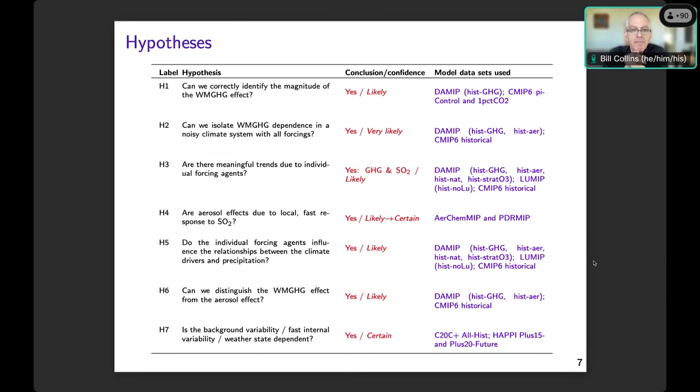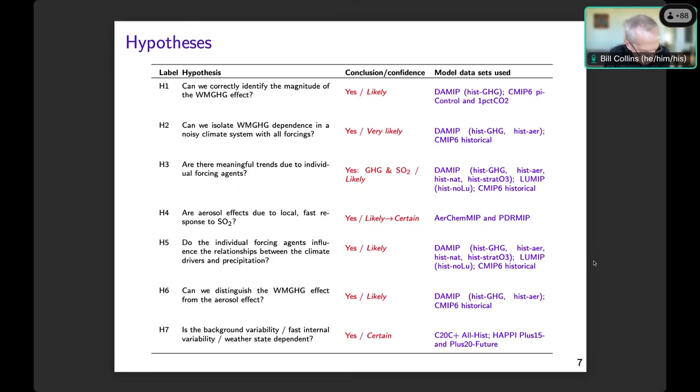Are there meaningful trends due to individual forcing agents? And here we tested aerosols, volcanoes, and so forth. And the answer, at least for greenhouse gases and sulfur dioxide, which leads to sulfate, is likely. Are most of the effects due to fast localized response to sulfur dioxide? Yes, but we also included a slow global response in looking at this problem. Can we understand the individual effects and can we parse them out? And the answer is yes. Can we distinguish greenhouse gases from aerosols? The answer is yes. Is the background variability and fast internal variability dependent on weather state? And the answer is yes. And we use this to look at signal to noise associated with weather noise.